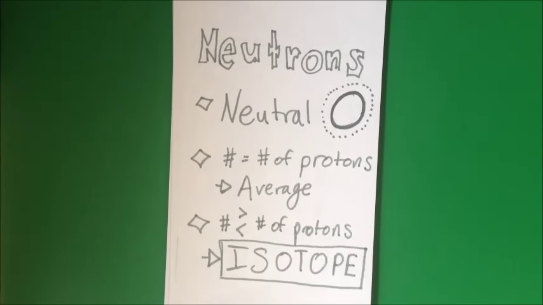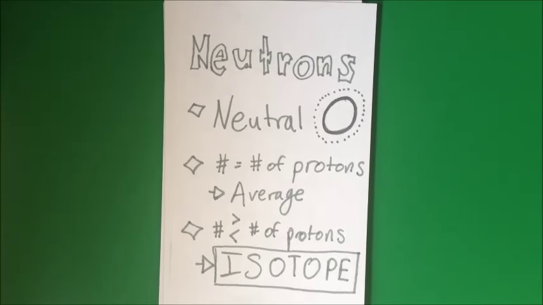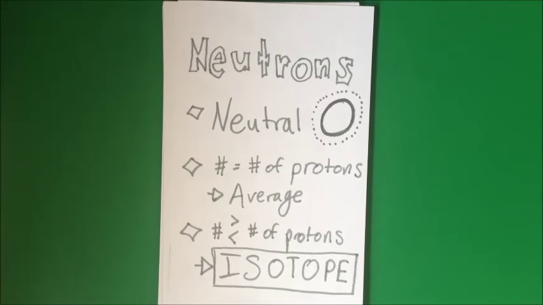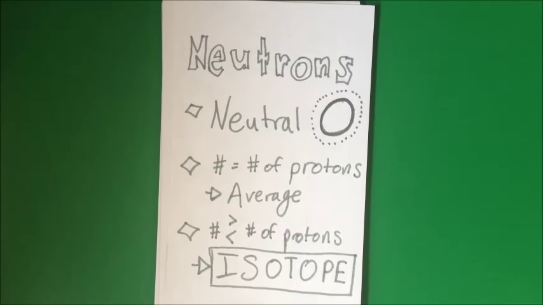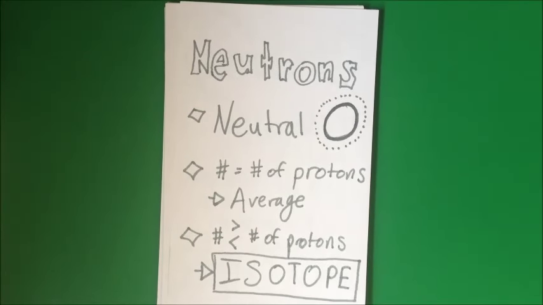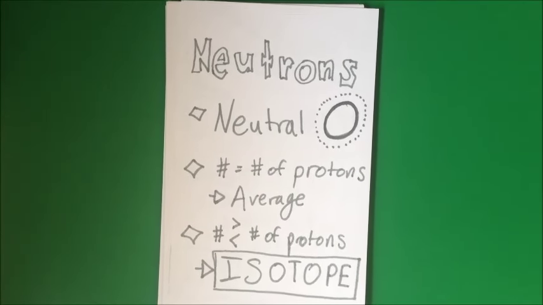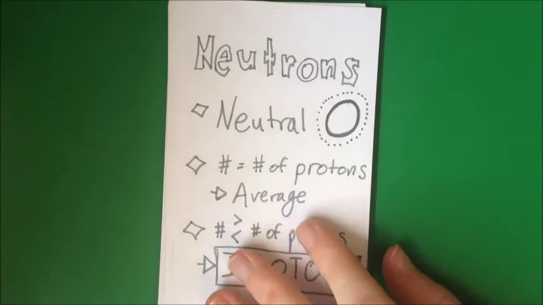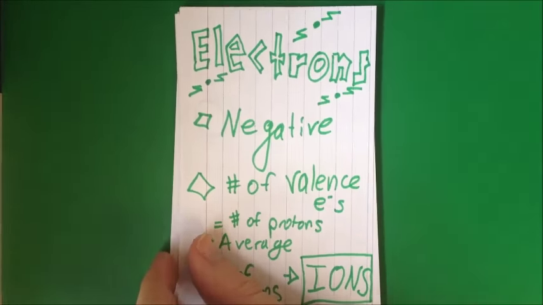Neutrons have a neutral charge. If the number of neutrons is the same as the number of protons, then it is an average atom. However, if the number of neutrons is greater or lower than the number of protons, then that atom is an isotope. Third, there are electrons.